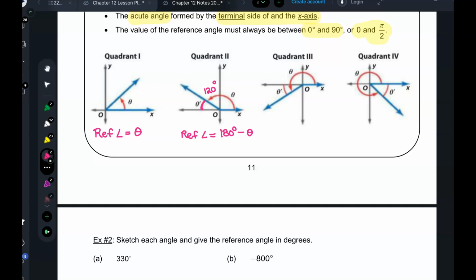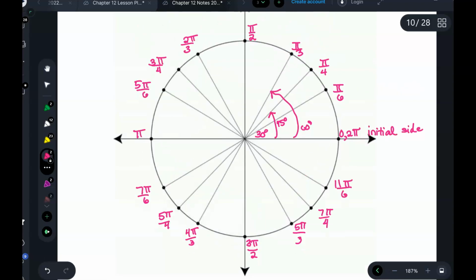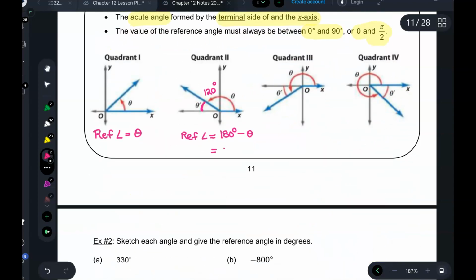What if it was in radians? What's equivalent to 180 degrees in radians? Pi. So if you had it in radians, it would be pi minus theta. I know it's harder to think in terms of radians, so that's why I have you visualize it with degrees.